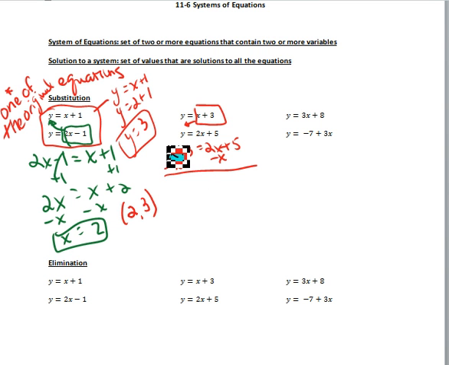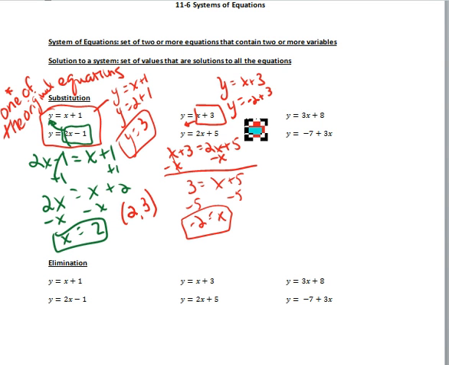Now that I have taken the next step, these cancel out. I'm left with 3 equals x plus 5. I subtract 5 from both sides. I get x equals negative 2. I must go back to an original equation. I can't use any other equation. I must use an original. When I do so, I plug in my x value. And when I add these two together, I get y equals positive 1. Our solution set is a point: when x is negative 2, y is positive 1.